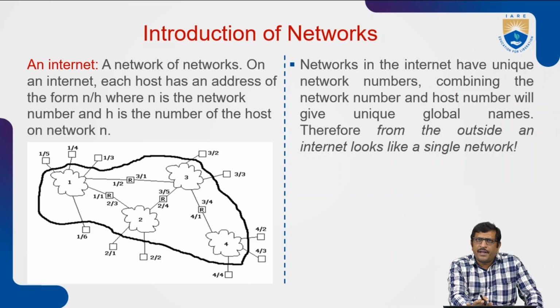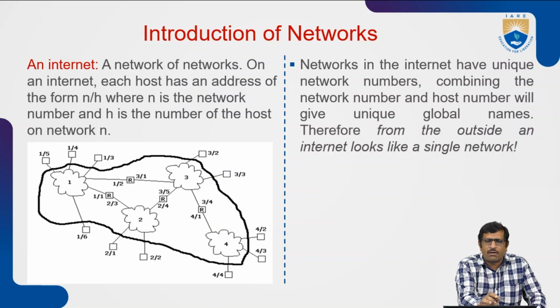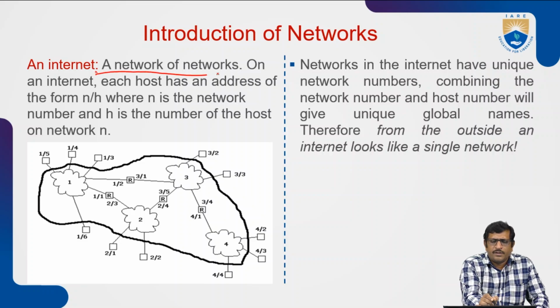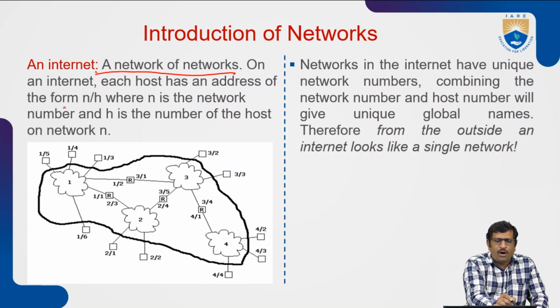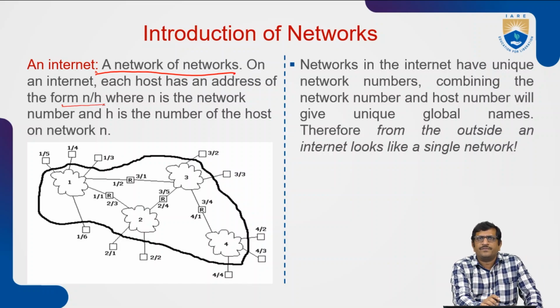Here, what is the internet? The internet is a network of networks, that is, a collection of networks. Over the internet, each host has an address of the form n by h. Each and every host has its unique address, where n is the network number and h is the number of the host over the network.